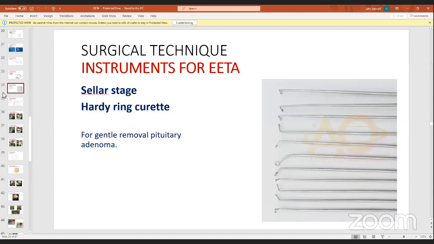And then when you finish removing that, sometimes the mucosa can be really hard to mobilize and remove. So you can use those ring curettes to help you get off the mucosa. But mainly this is used for the sellar stage. Once you open the floor of the sella and transect the dura, you use those curettes. This is gentle, and you use it to remove the adenoma, the pituitary adenoma, for example.